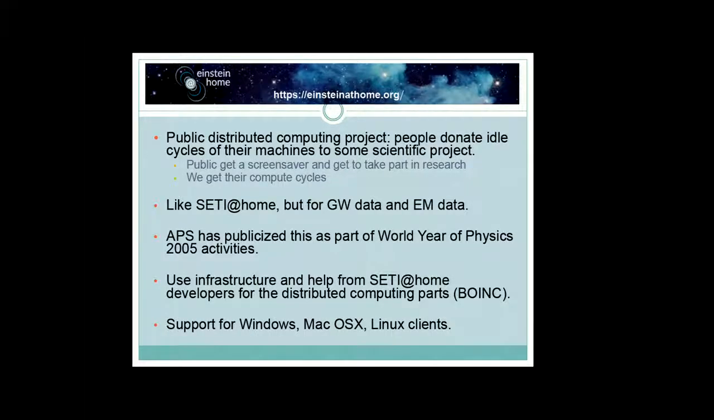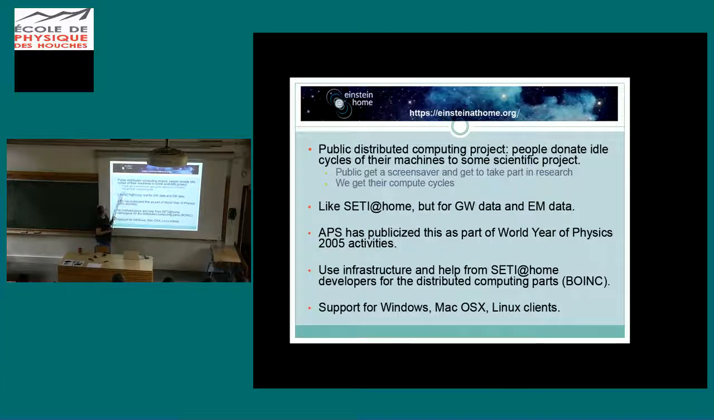So let me start with Einstein at Home. As I said, this is a public distributed computing project. You might have heard about SETI at Home. Has anybody? This is a search for extraterrestrial intelligence. It's the first type of these projects.